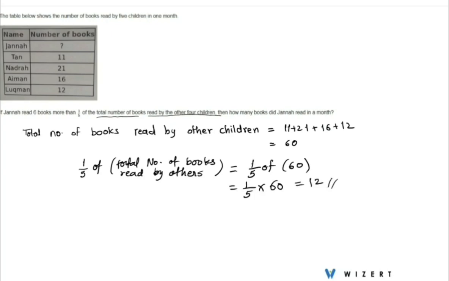Now Jana read 6 more than this. Therefore, the number of books that Jana read is equal to 6 plus 12, which is equal to 18. So she read 18 books. This is the answer.